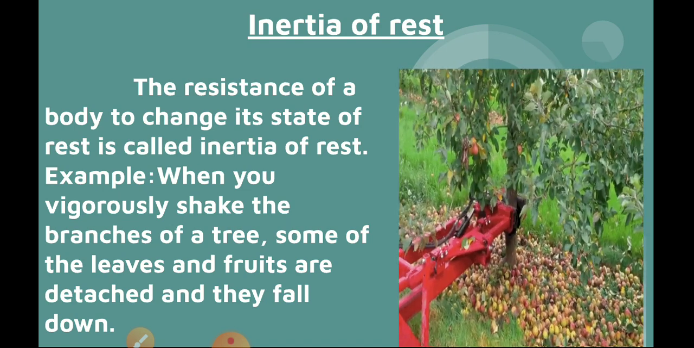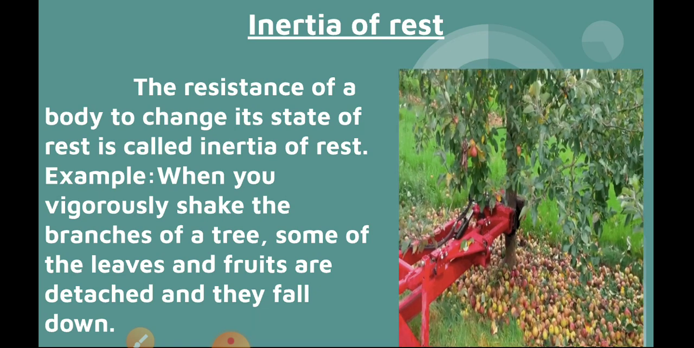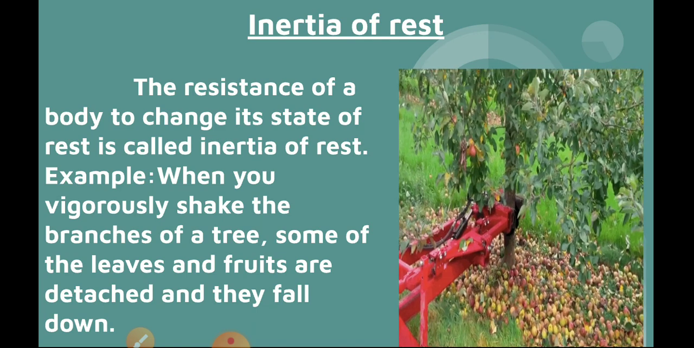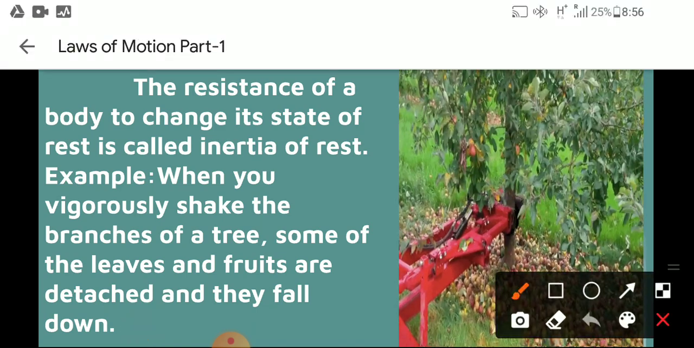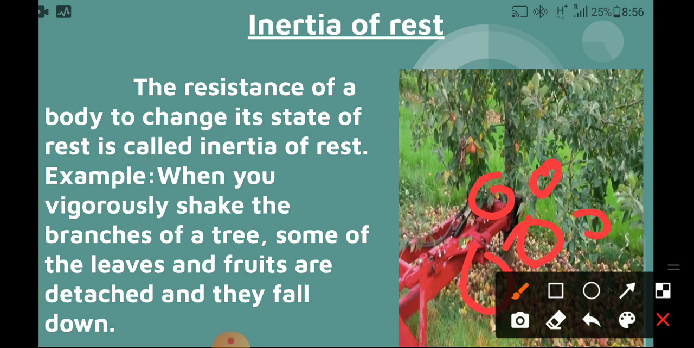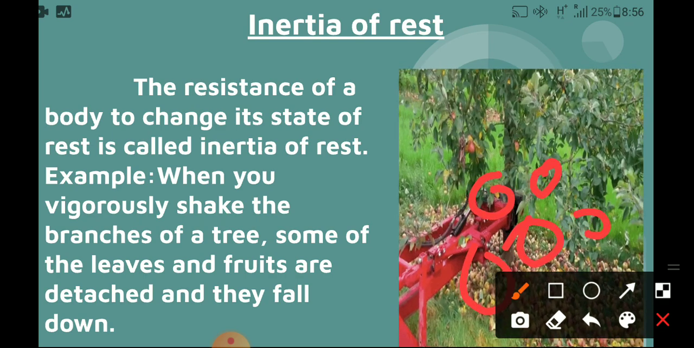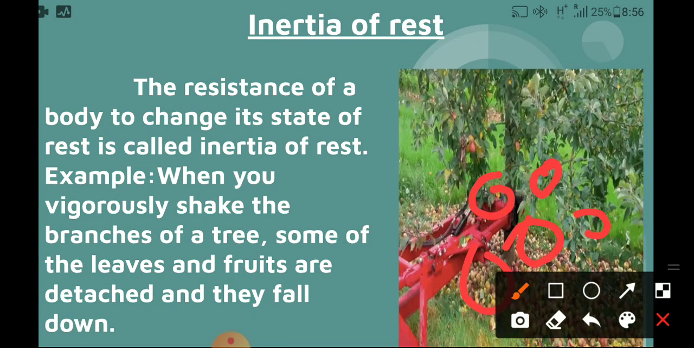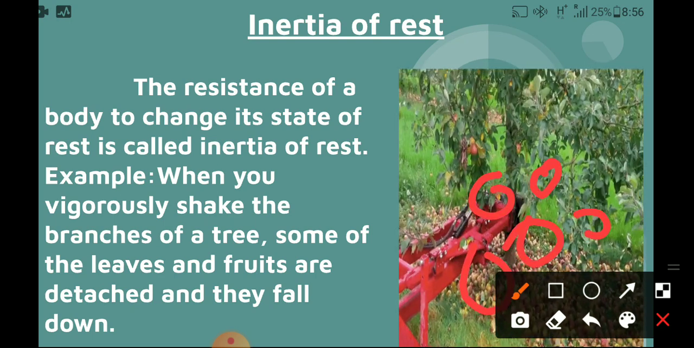Here we can take an example. You can see here that when you vigorously shake the branches of a tree, some of the leaves and fruits detach and fall down. When you vigorously shake that branch of a tree, some of the leaves and fruits are detached and they fall down. It's a basic example for inertia of rest.